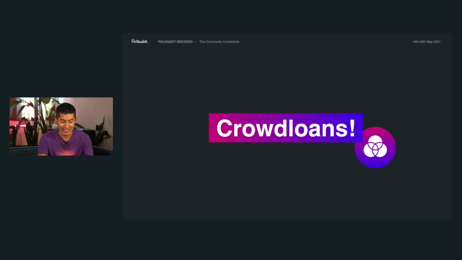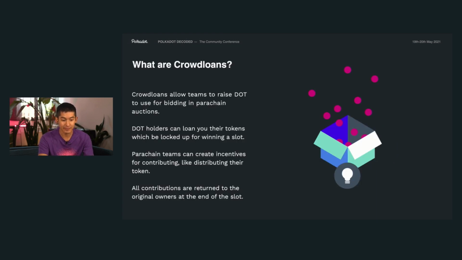the most exciting things that we can definitely offer in this presentation. So what are crowdloans? Crowdloans is a fundraising system for parachain teams to get the DOT needed to win parachain auctions. Basically, DOT holders can loan parachain teams tokens, which will be used to bid in these parachain auctions. To encourage users to loan tokens to them, parachain teams can create incentives. A common example of this might be distributing their own token to the crowdloan participants.